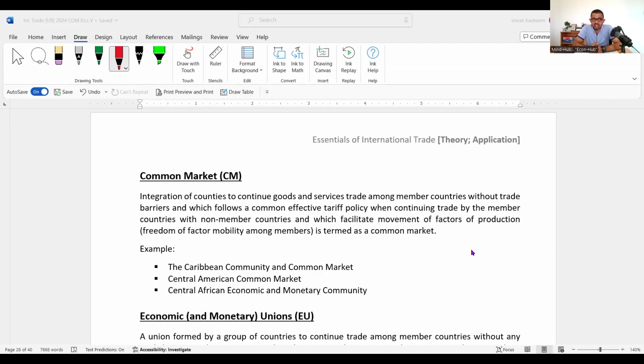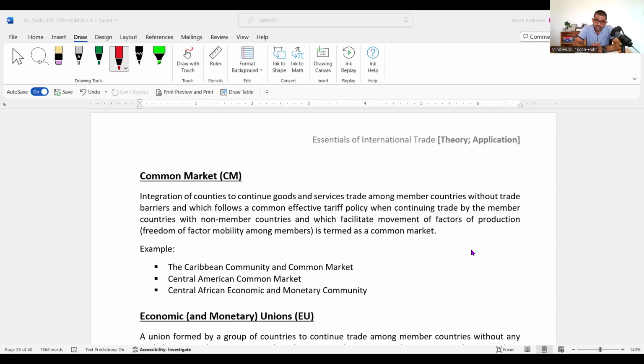If India, Sri Lanka, and Bangladesh have a common market, what that means is Sri Lankans can go to India without visa restrictions. Sri Lankans can go to India, invest in India, be a part of the Indian economy. Sri Lankans can go and work in India.